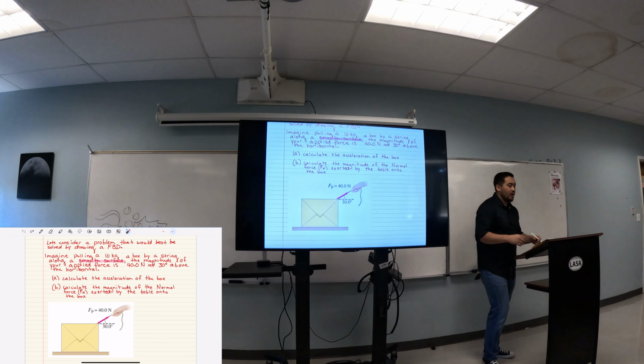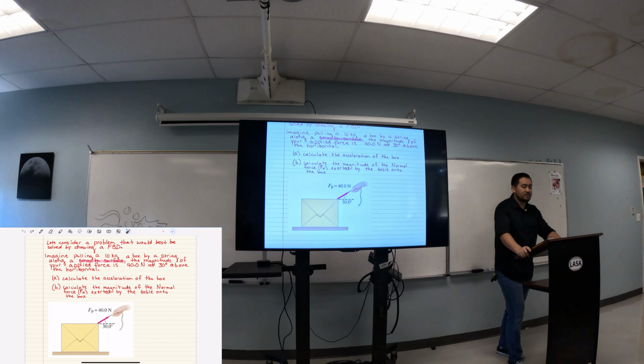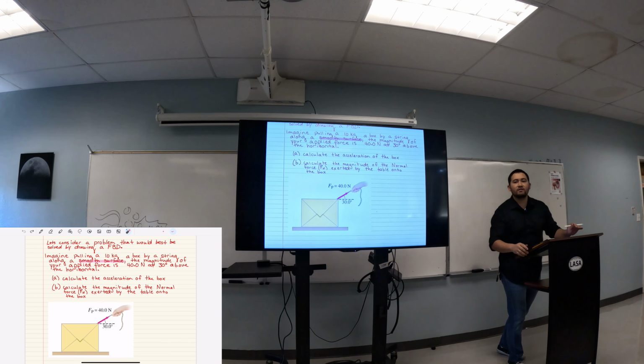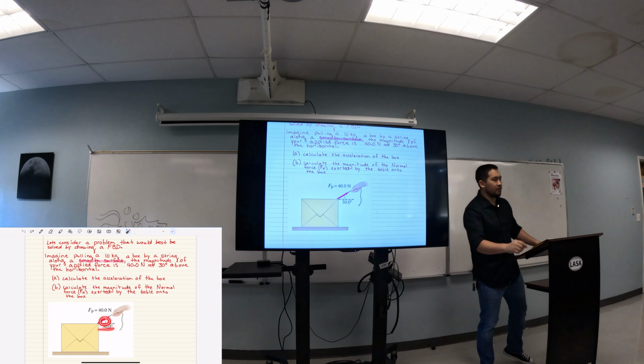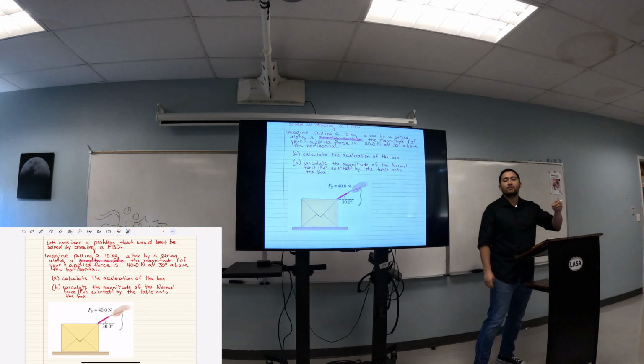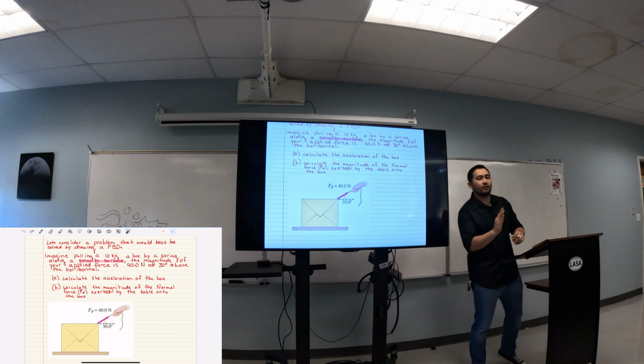So imagine pulling a 10 kilogram box by a string along a smooth surface. The magnitude of the applied force, which you'll see is this applied force right here, is 40 newtons, but at 30 degrees to the horizontal. All right? We want to calculate the acceleration of the box, and we want to calculate the magnitude of the normal force. Now, if you remember from the last lesson, we introduced normal force as the force that counteracts gravity when an object is sitting on a surface.